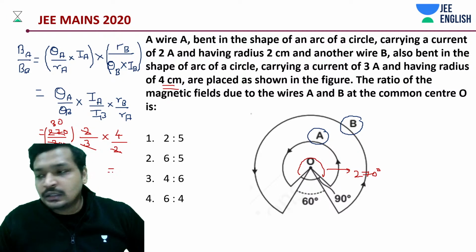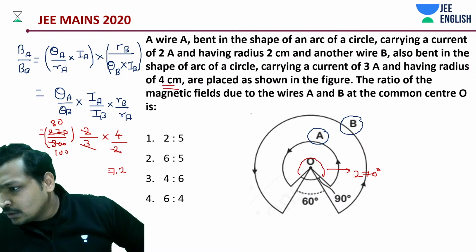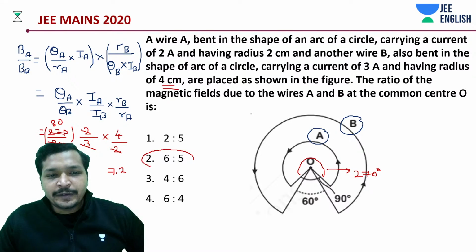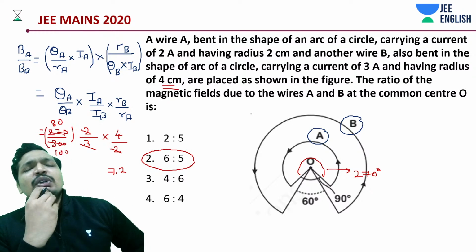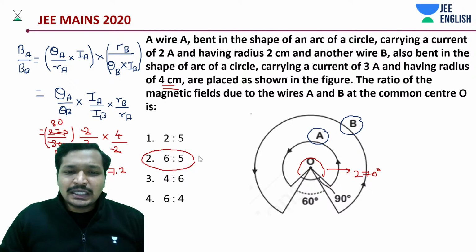Is that it? Going to be 1.2. Yeah, it has good weightage. 6:5. Correct. Yeah, 12:10, 6:5. So we'll get into the detailed explanation.